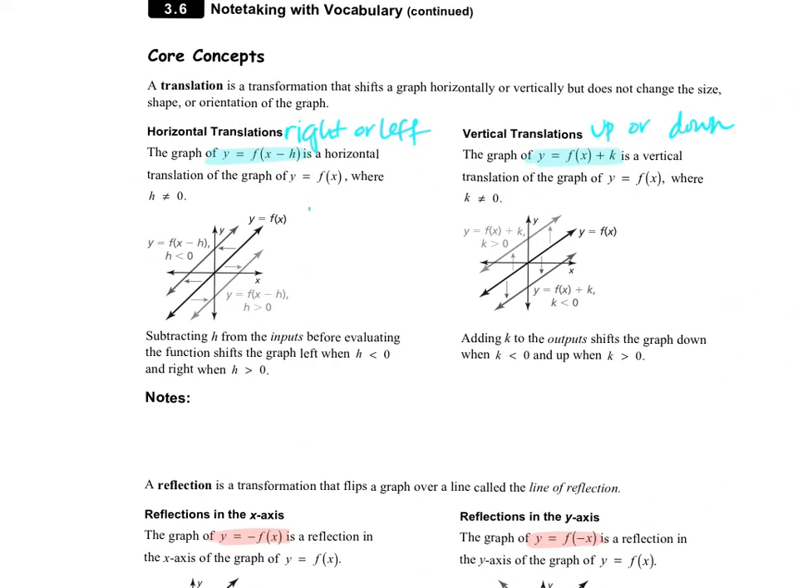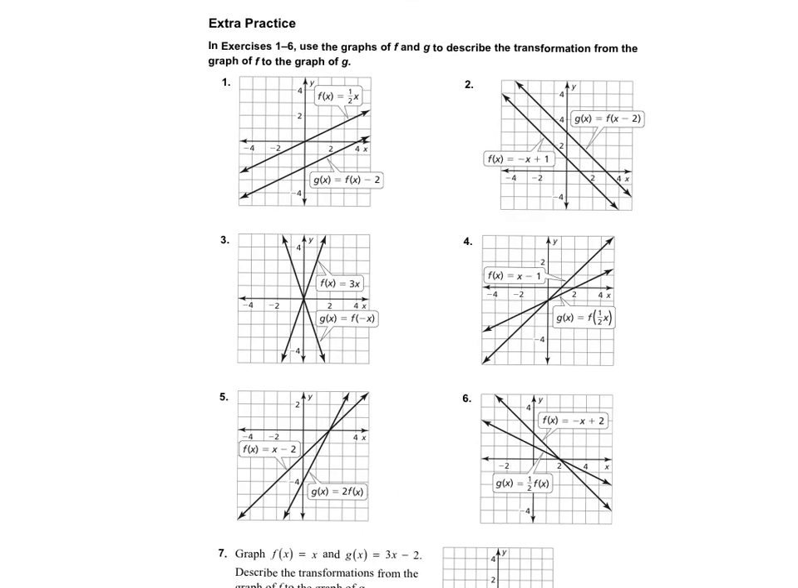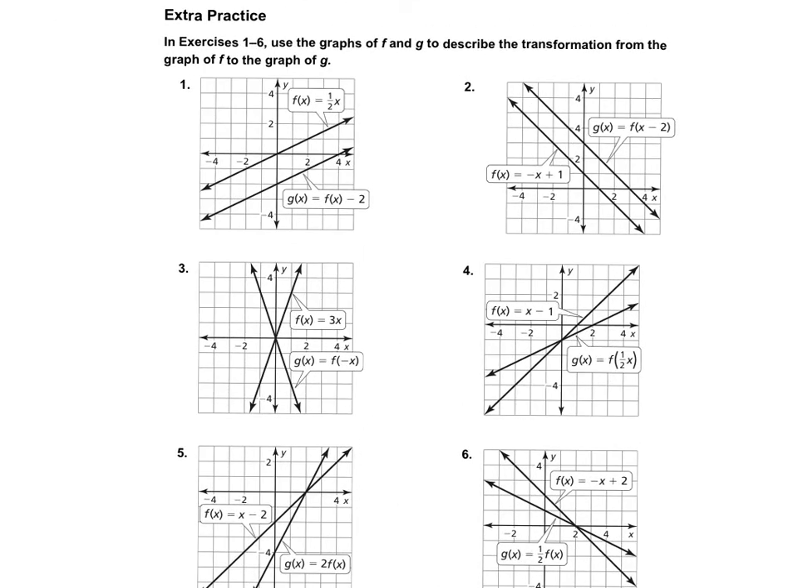If it's f of x minus h, you're going right. And if it's f of x plus h, you're going to the left. So horizontal is always opposite of what you think it would be doing. Okay? All right. So let's go over here to the practice, and then we'll be done. So you have your f of x equals 1/2 x.